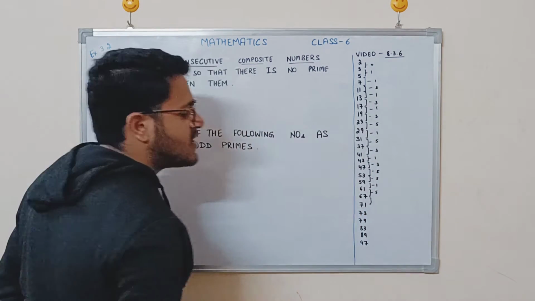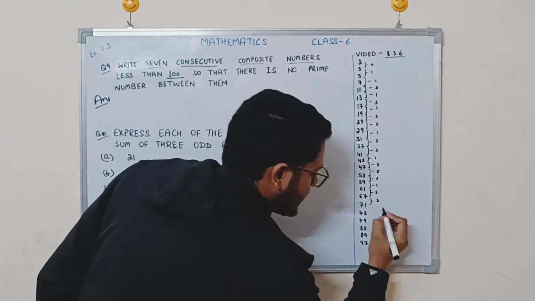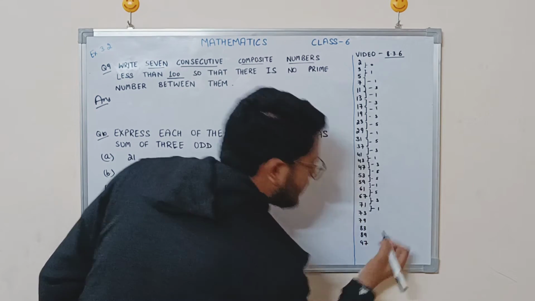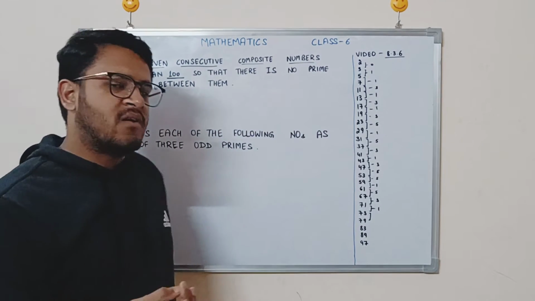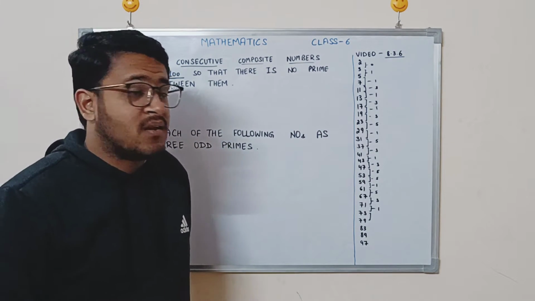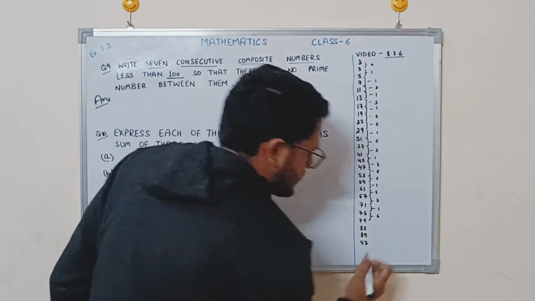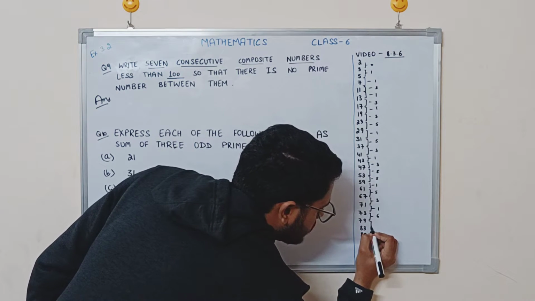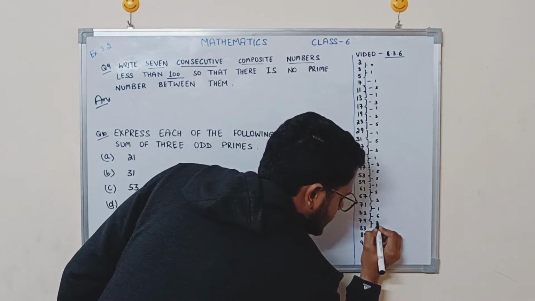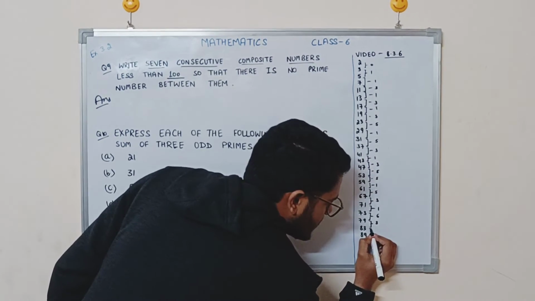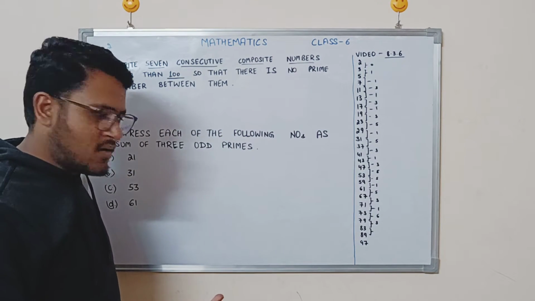From 67 to 71, what is the number here? 68, 69 and 70, which means 3. From 71 to 73 we have only one number. From 73 to 79, 74, 75, 76, 77 and 78. So we have 6 numbers, but still we don't have 7 numbers, right? So let's continue. From 79 to 83 we have 80, 81, 82, only 3 numbers. From 83 to 89 let's find out: 84, 85, 86, 87, 88, only 5.